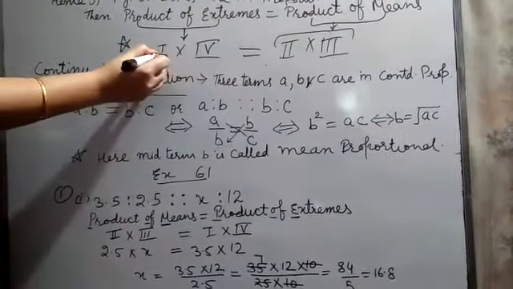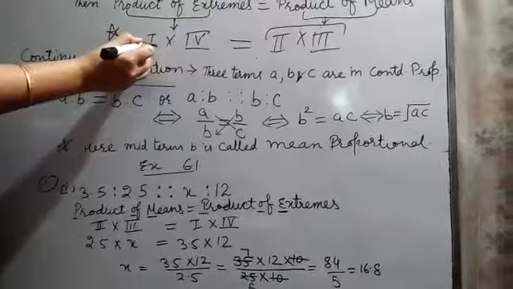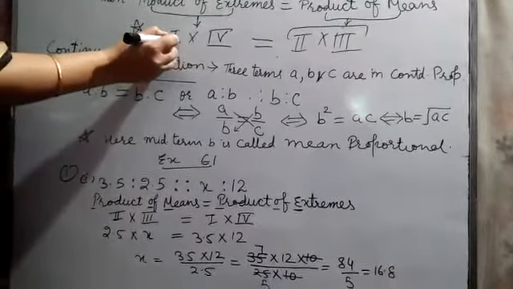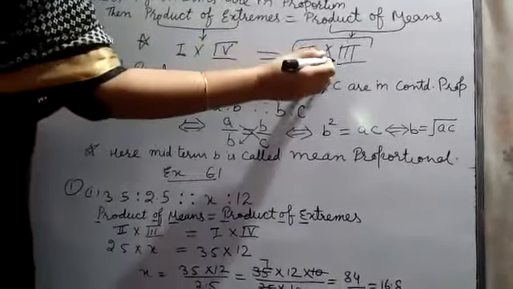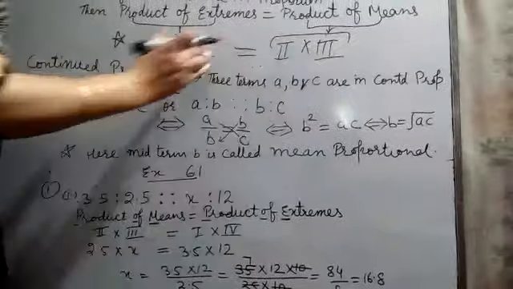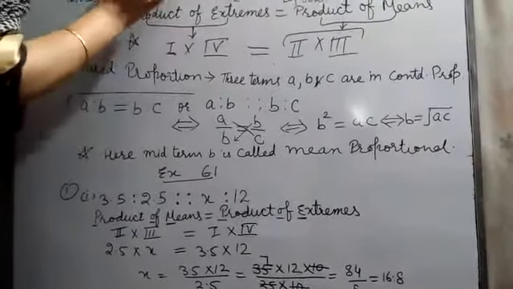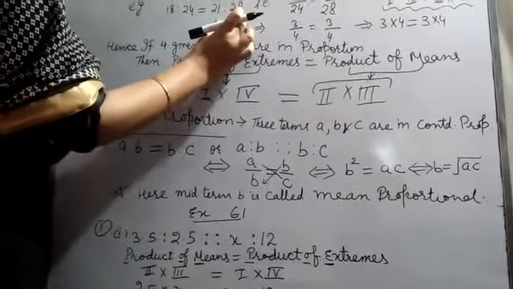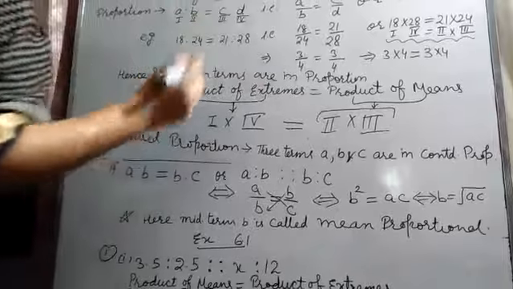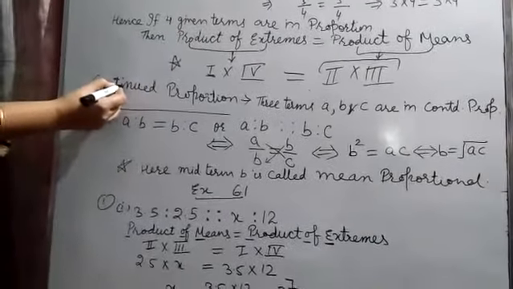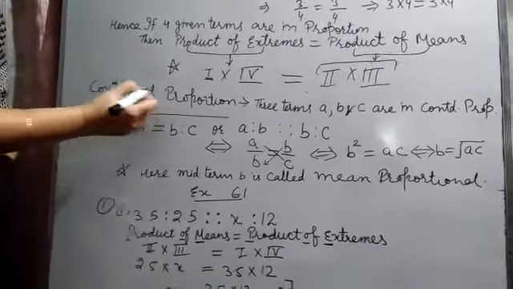In ratio, we talked about both the terms should be of the same kind. In proportion, it is not necessary that all four terms should be of the same kind. The first two terms should be of the same kind, and the next two terms must be of the same type. So here comes now continued proportion, our next type.